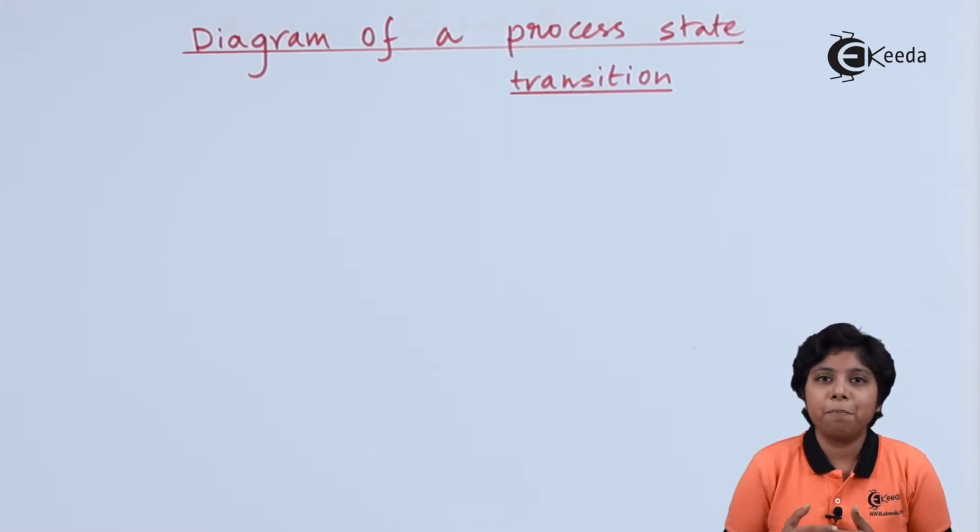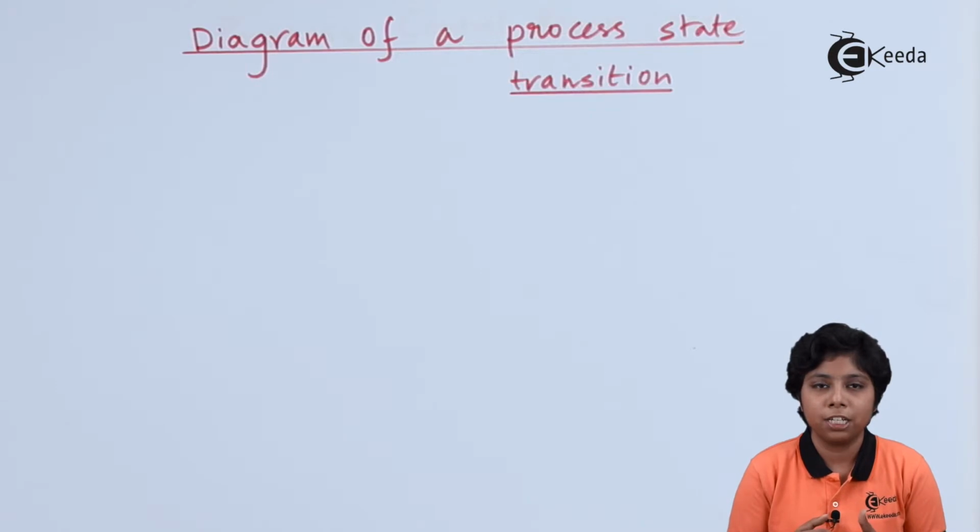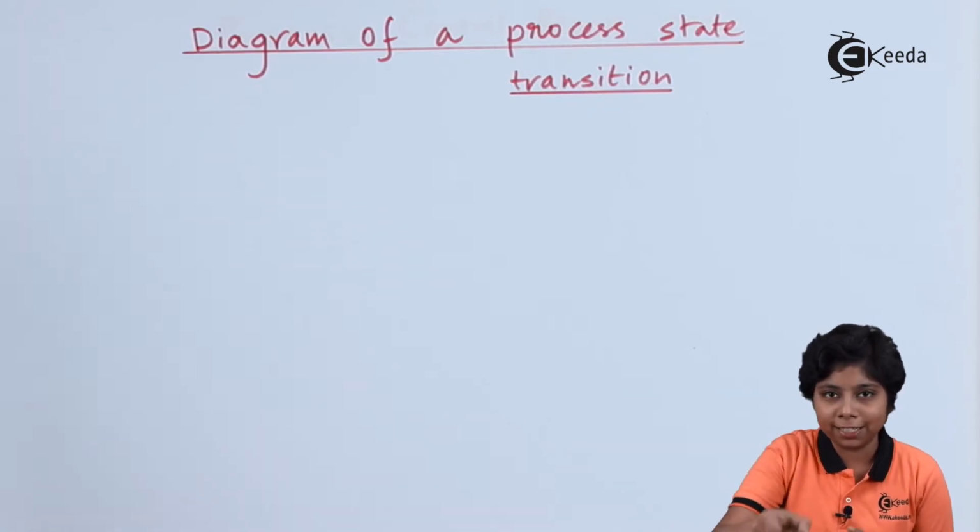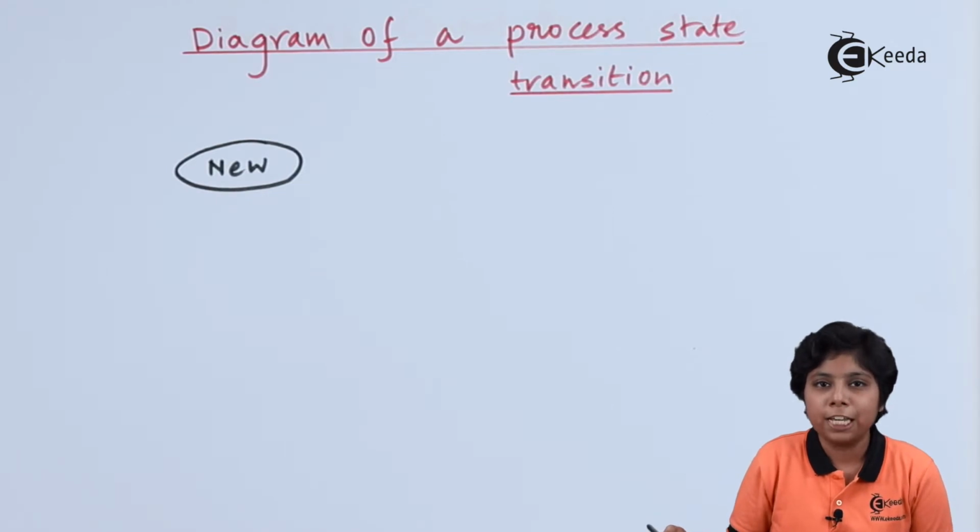Now there are many states of the processes. As the process executes, it changes its state. The process state can be defined in terms of the current activity of the process. The states are as follows. The first one is the new state. The new process is the process which has just been created and brought into the main memory.